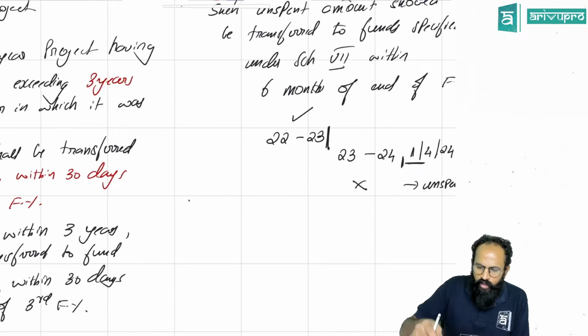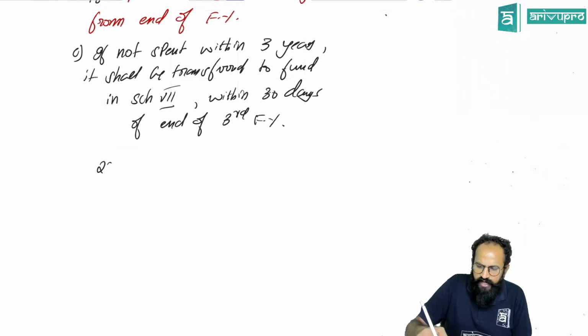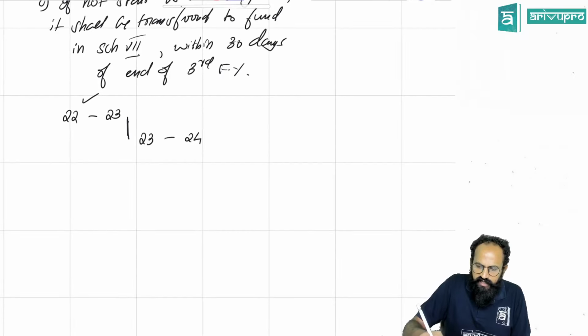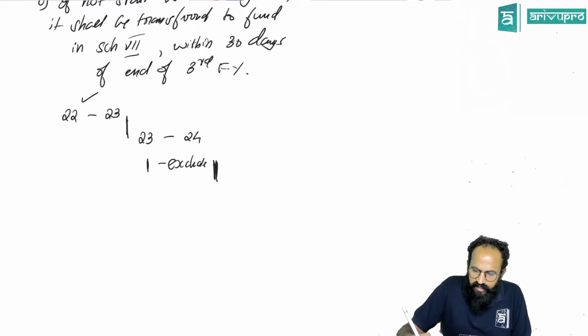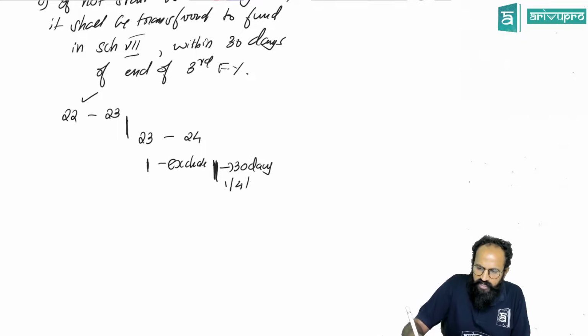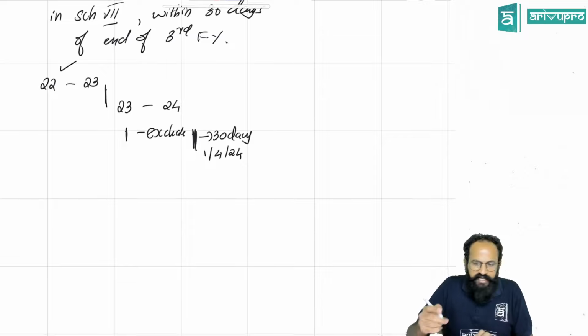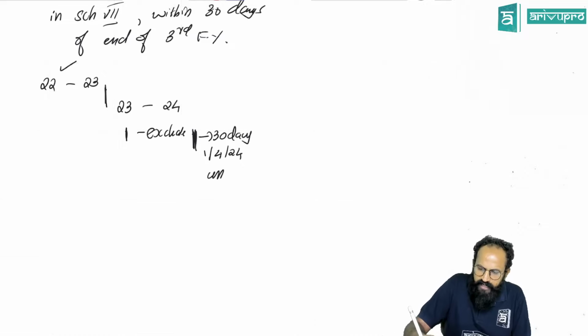Sorry, what is the case? Imagine in 22-23, CSR was applicable to me. I started it in 23-24. The first year is excluded in the counting. From the end of the first year, they will give me 30 days time. So from 1st April 24, 30 days time is given. In this 30 days time, I need to transfer the money to a separate account.